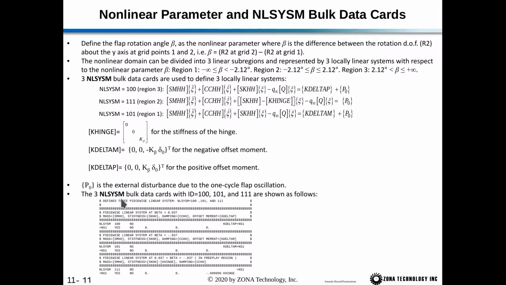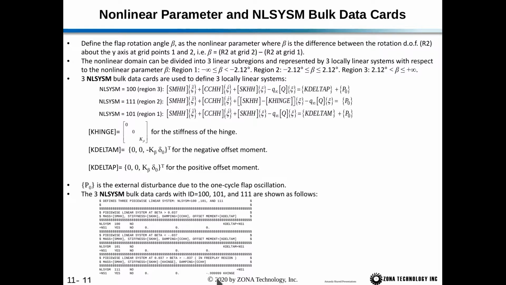The 3 nonlinear system matrix bulk data cards are shown here. So for nonlinear system matrix ID 100, that's region 3. You can see we have the K delta P offset matrix here. For 101, that's region 1, we have the K delta M offset moment. And then for nonlinear system matrix ID 111, we're subtracting out the K hinge here.